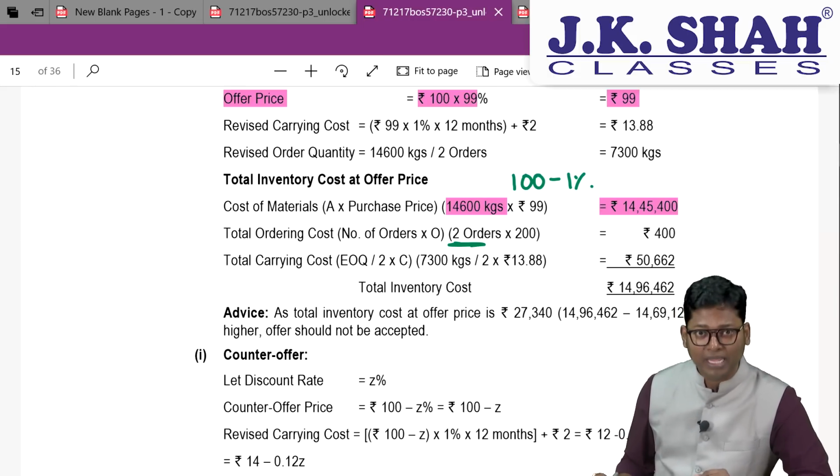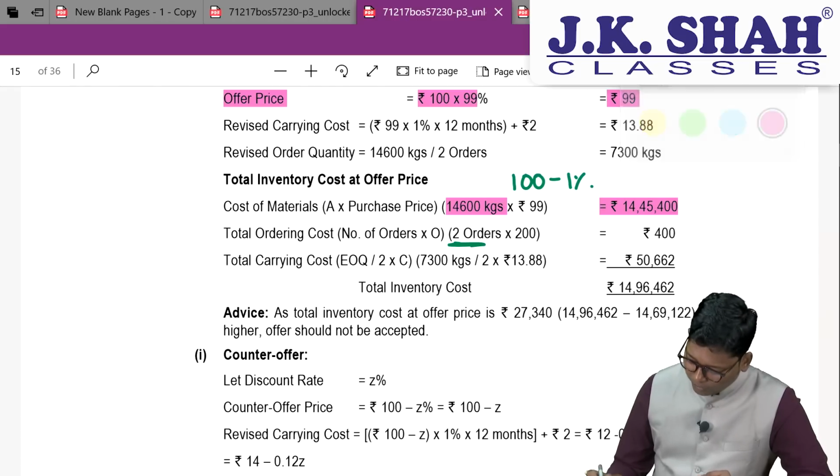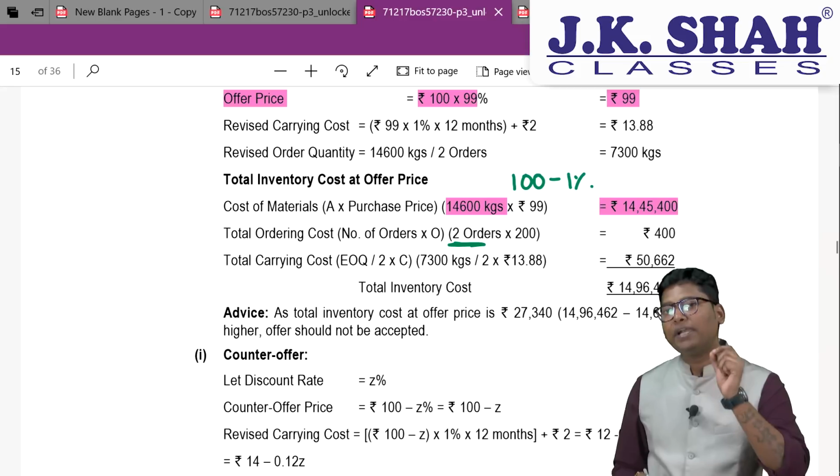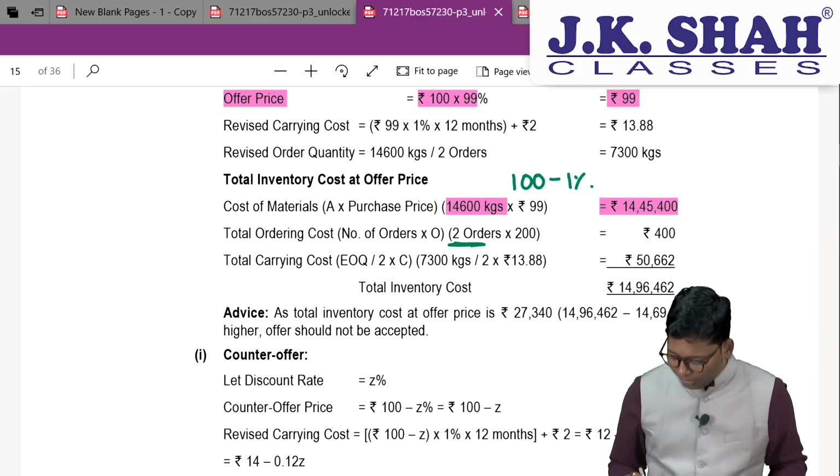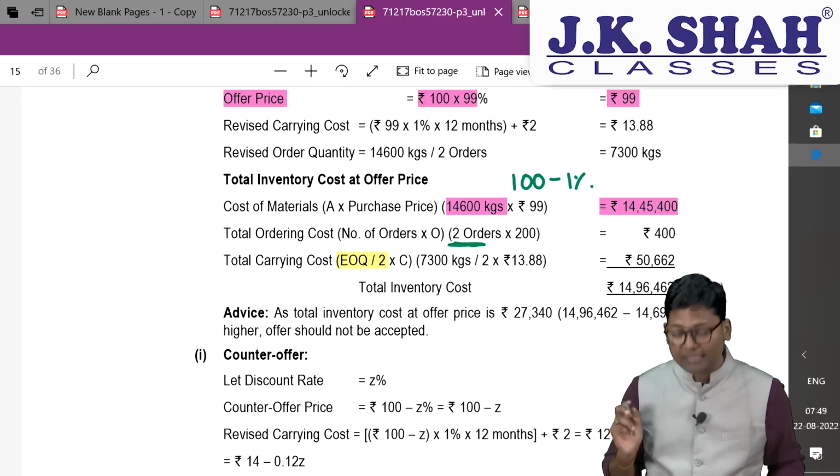It is quite simple. Now, the very important point of this question is the computation of carrying cost. The majority of students commit mistakes here. Now, if you are calculating the carrying cost, first you should take the average inventory.